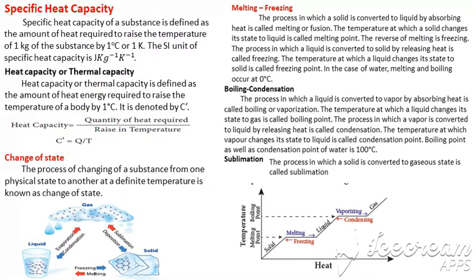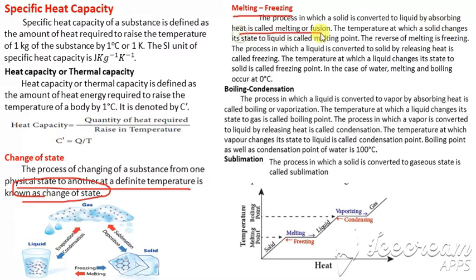Okay, then next we have what is change of state. Yes, so we have different states. If a substance is moving from one state to another state, what is the name given? The process of changing of the substance from one physical state to another at a definite temperature is called a change of state.